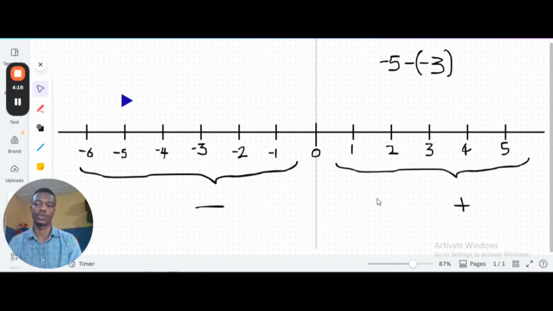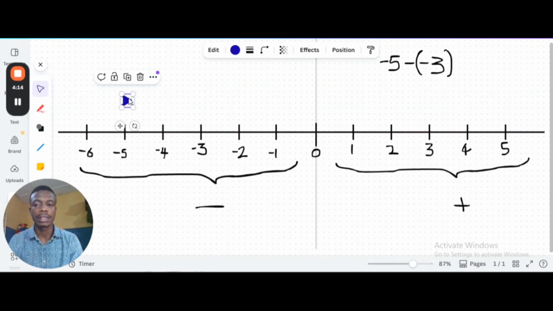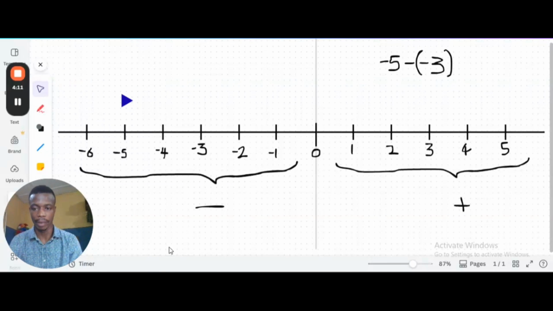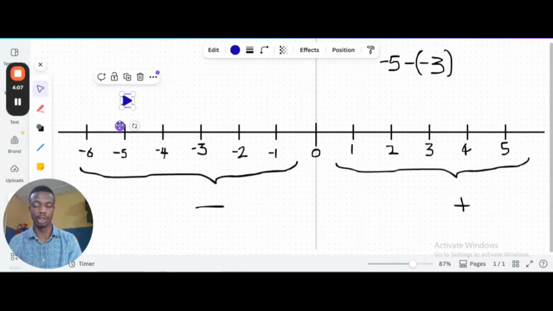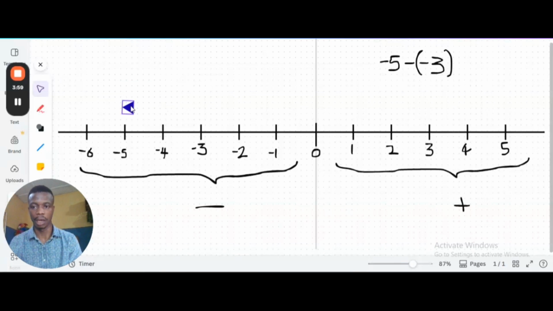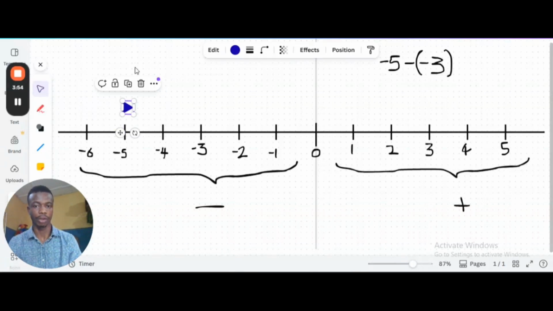-5 -3. Now, minus means this is the negative direction, minus direction. So the minus here means you turn back. Now let's turn back. This is minus. You turn back. If it were plus, you're going to have to turn forward, right? You face forward for positive, you face backward for negative. So -5, the first -5, you're going to come to this -5. Minus, you're going to have to turn back.